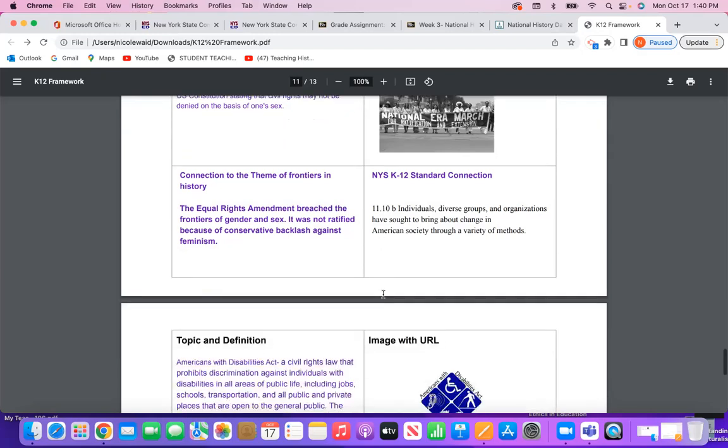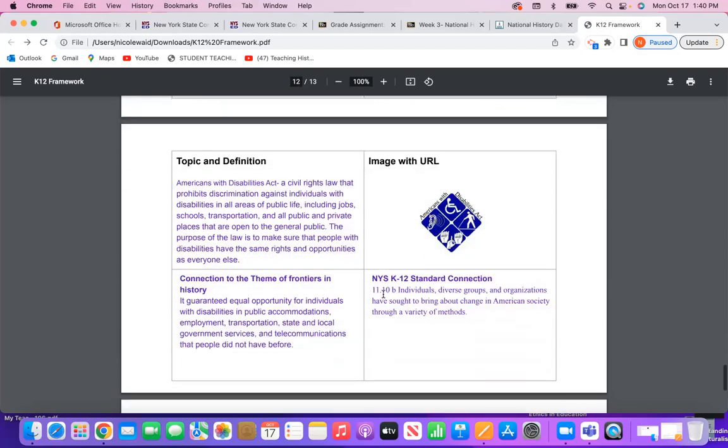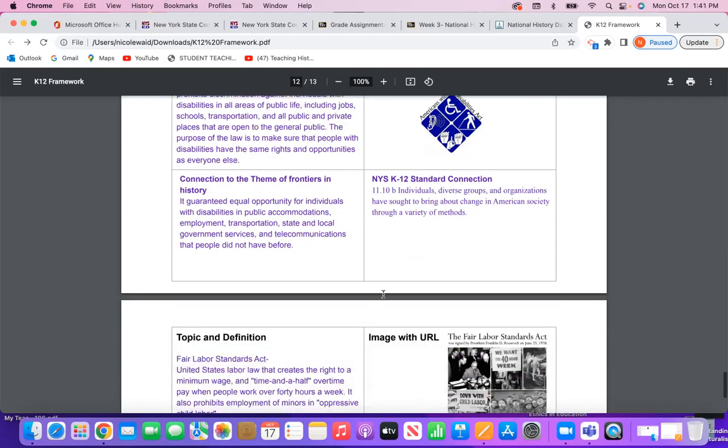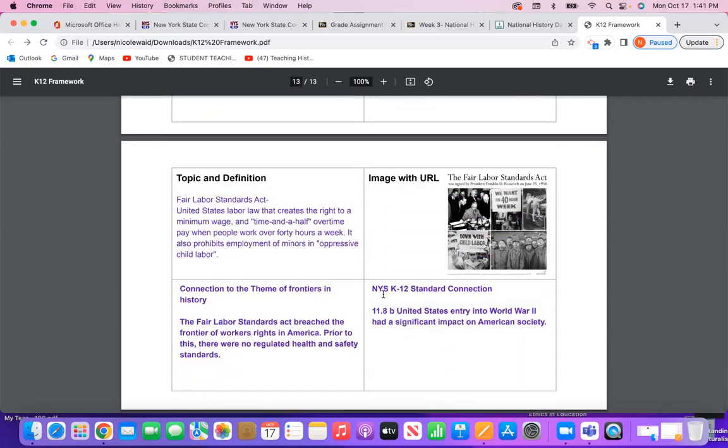Let's see what other topics. Americans with Disabilities Act. It guaranteed equal opportunities for individuals with disabilities in public accommodations, and that also goes into the 11.10B. Individual diverse groups and organizations have sought to bring about change in American society through a variety of methods. And I think this is the last one.